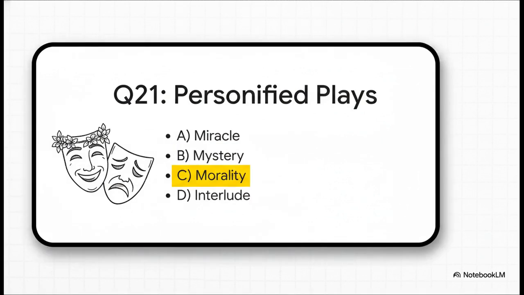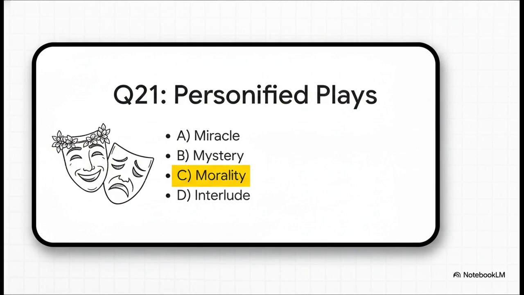Let's look at question 21. In which type of play are characters personified abstractions, such as science, good deeds, or the 5 senses? A, miracle play, B, mystery play, C, morality play, or D, interlude? Now, what's really interesting here is how literal these theatrical devices were. The answer is C, morality play. Having characters physically represent concepts, like good deeds actually walking around on stage, is the exact feature that literally defines the morality genre.